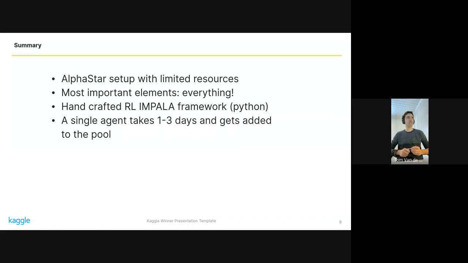So everything is critical. Getting the environment right, the network architecture, the reward, the loss function, the data that you feed it, the optimization, everything is critical. And to give you an idea, an agent takes about 1 to 3 days on a modest architecture. Then an agent gets added to the pool, and we iterate on that.